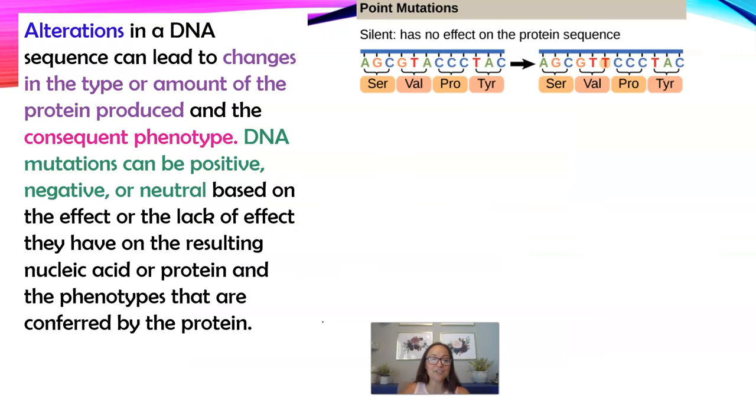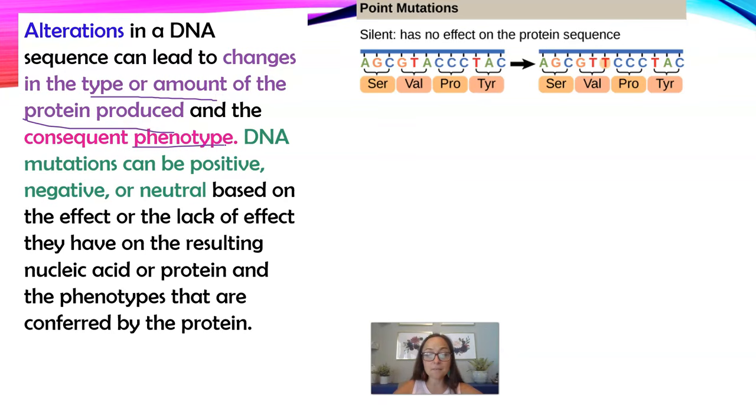Now moving into mutations. Alterations, mutations, or changes in DNA sequences can lead to changes in the type or amount of proteins produced and the consequent phenotype. So right here, I want to connect this over to Unit 4: the type or amount of the protein produced can change the phenotype.